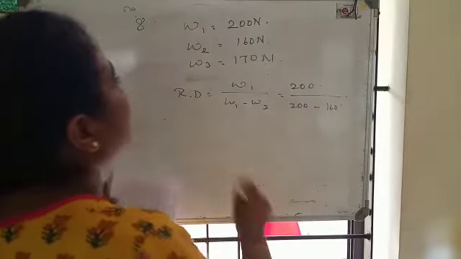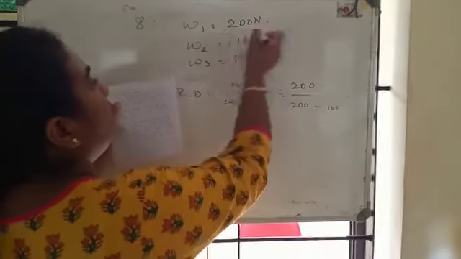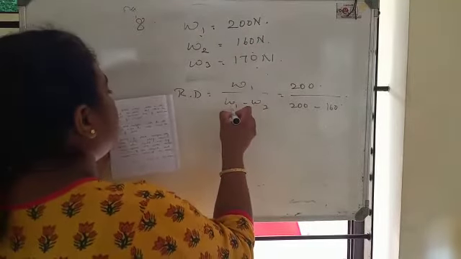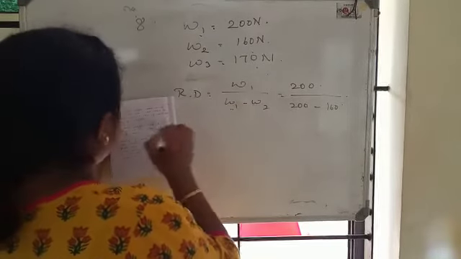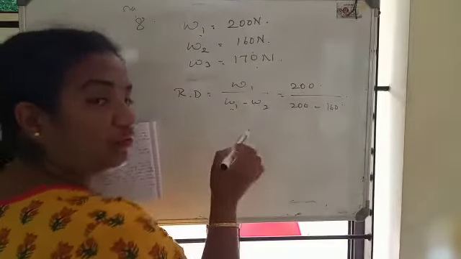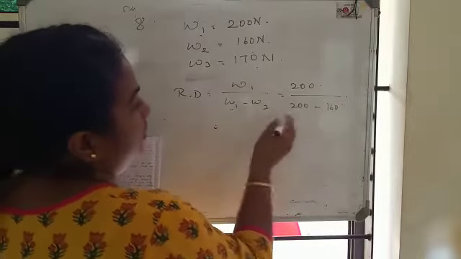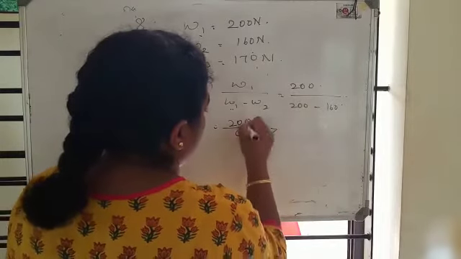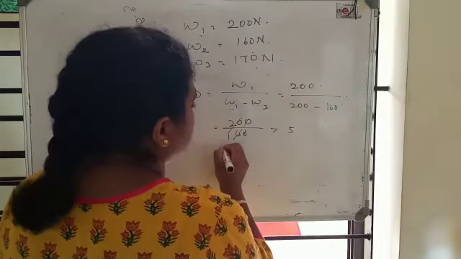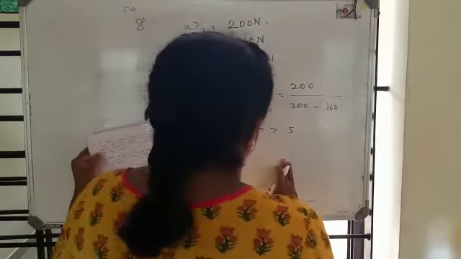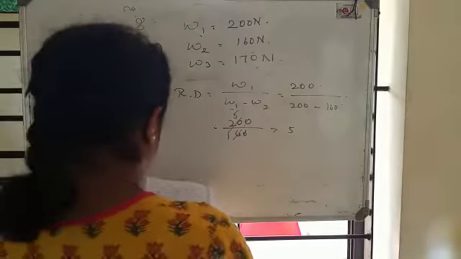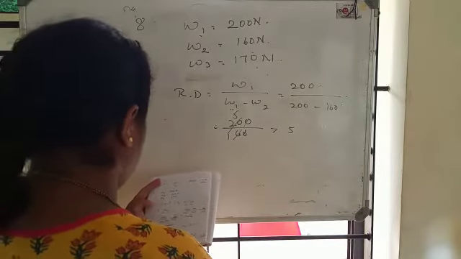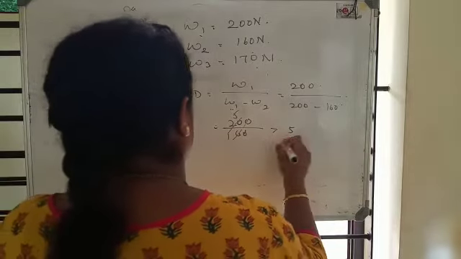So this is the 8th sum we are doing. The question is: a solid weighs 200 Newton in air, 160 in water, and 170 in liquid. Calculate the relative density of the solid and that of the liquid. Now here 200 divided by 40. I think we did not do this sum, right? It is 5. So this is the relative density of solid, 5.